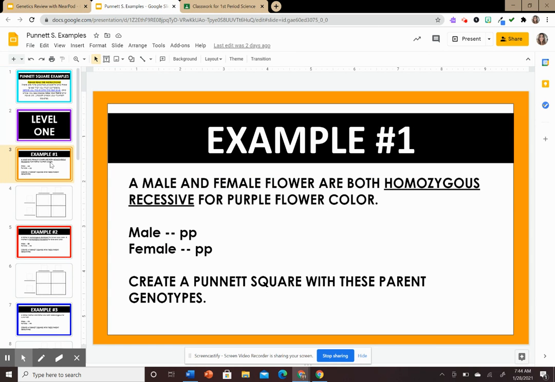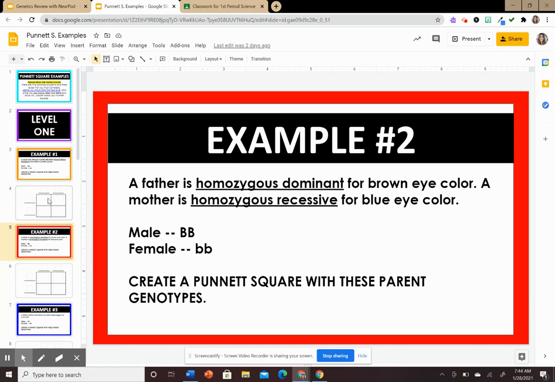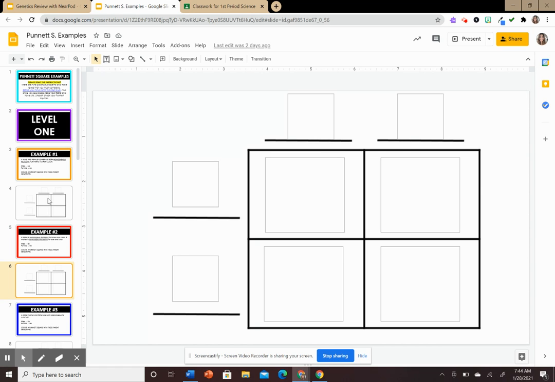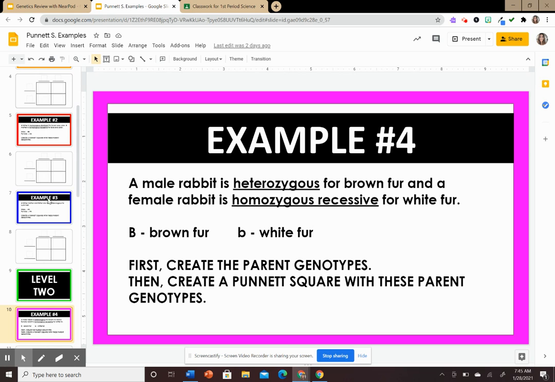There's 3 examples on level 1, and I am not going to show you how to do those because those are given to you, right? The male is right there, the female is right there. You just plug it into that Punnett square. Same with example 2. I give you the genotypes already. You don't have to do anything. Plug them in. Same with example 3. So let's skip to level 2, and I'm going to show you how to do this one.